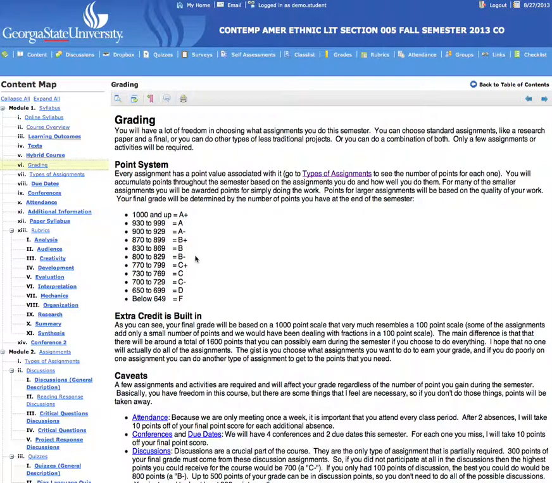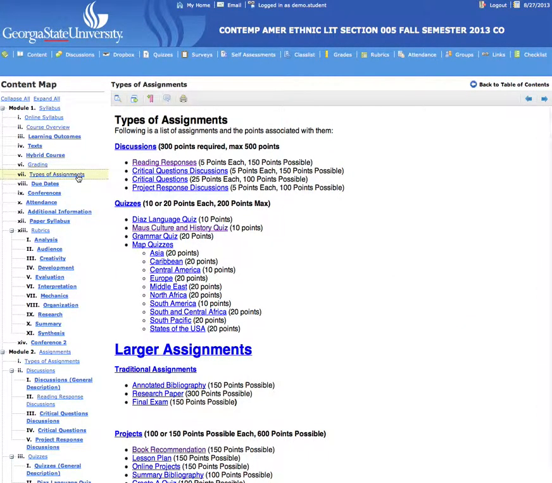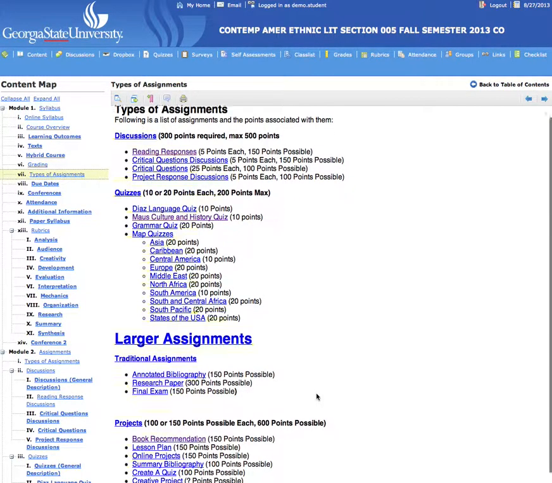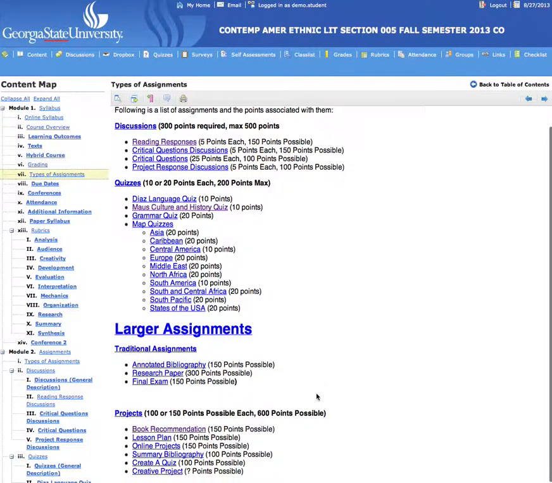So, pretty much the same as the 100 point system, but what's different is that you get to build your grade, essentially. And the way you do that is by choosing the types of assignments you want to do and thinking about the point values that each one has. And so take a look at all the assignments that you can do this semester.